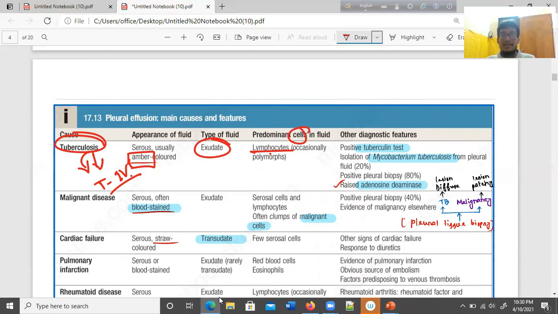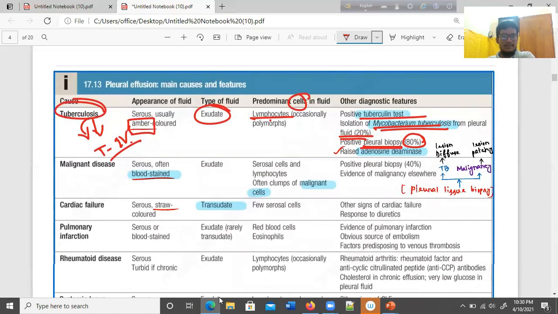Now we will see some biochemical components, such as you may find the tuberculin test positive, which is done via intradermal purified protein derivatives. You may find Mycobacterium tuberculosis in pleural fluid after pleural fluid study, and you will find pleural biopsy positive almost 80%. I will show you the pleural biopsy later. How does it help us to differentiate whether the pleural effusion is due to malignancy or due to tuberculosis? We can diagnose it by pleural biopsy. Okay, so these are the points along with tuberculosis.